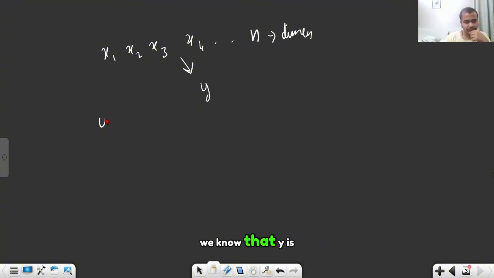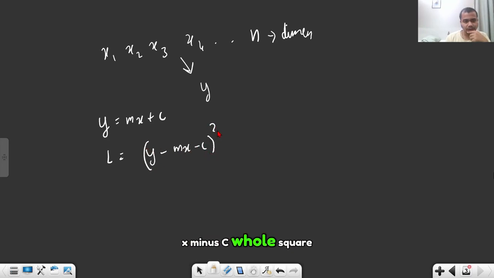We know that y is equal to mx plus c and our loss function is sigma of y minus y pred whole square, where y pred is mx plus c. Now what do we do? We differentiate L with respect to m and put it equal to 0. Let's do it.